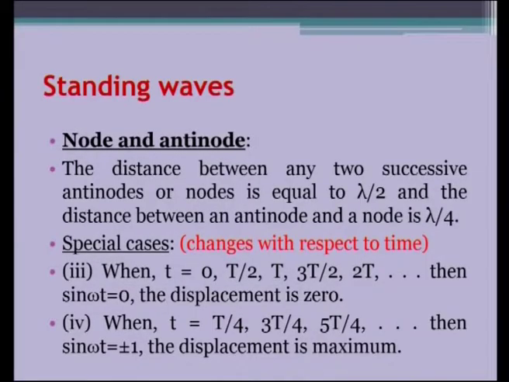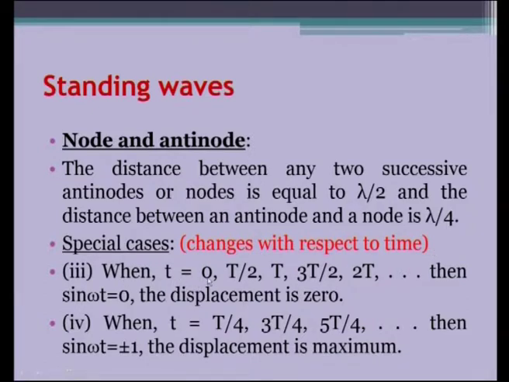Node and antinode. The distance between any two successive antinodes or nodes is equal to lambda divided by 2, and the distance between an antinode and a node is lambda divided by 4. We will see these more meaningfully when we have a look at the diagram, and we will finish the discussion for the changes with respect to time. That is a third special case.